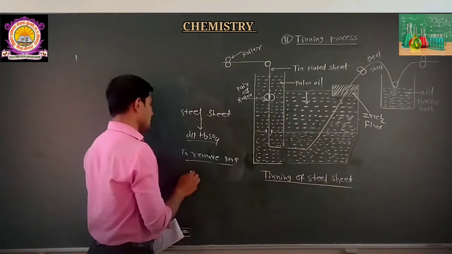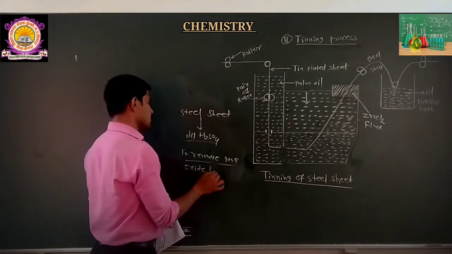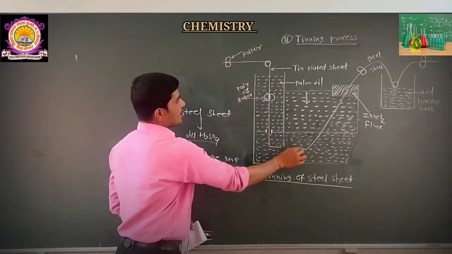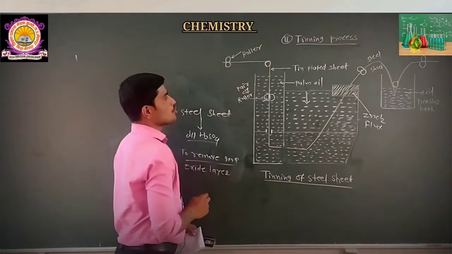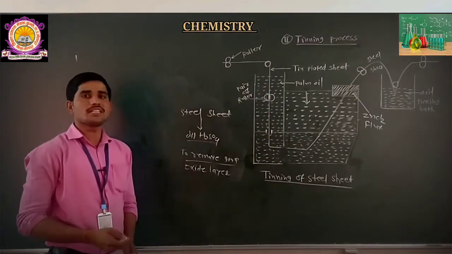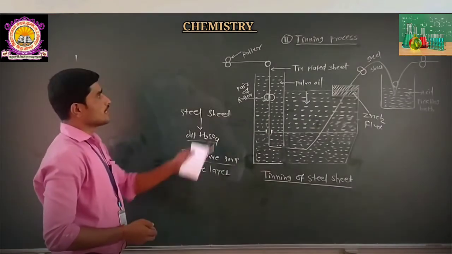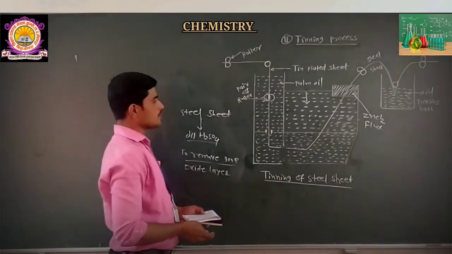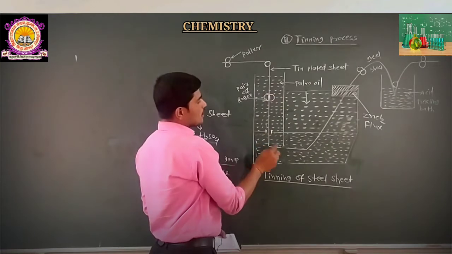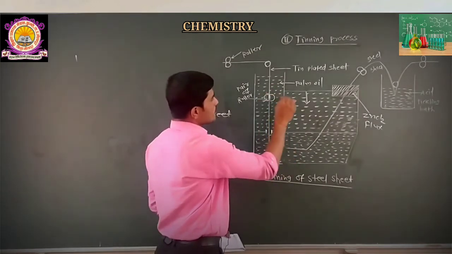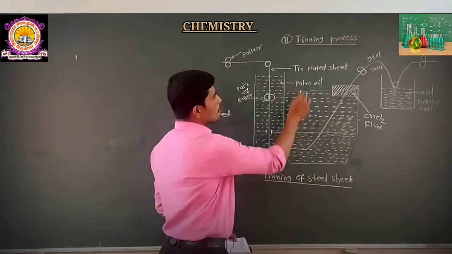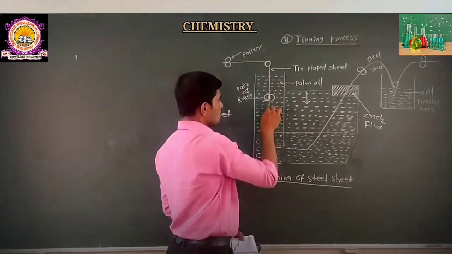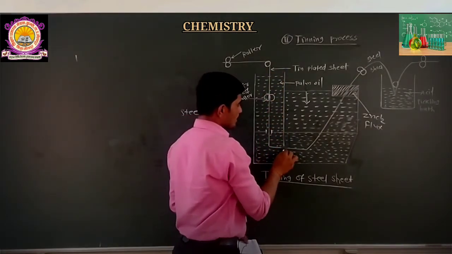And if any oxide layer is present on the surface of this steel sheet, then the presence of dilute H2SO4 will remove those impurities and the oxide layer on the surface of that steel sheet. Later on, this sheet will be passed into the palm oil compartment. These dots are nothing but portions of palm oil, and later on this steel sheet enters into this compartment.